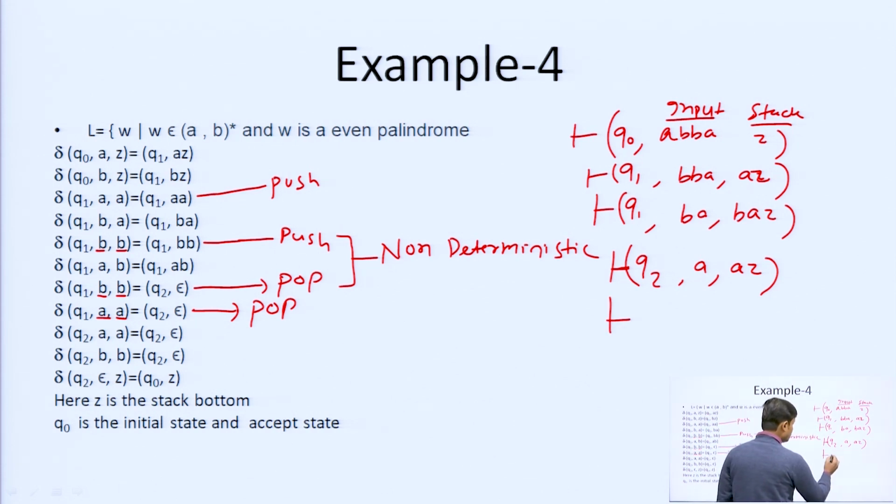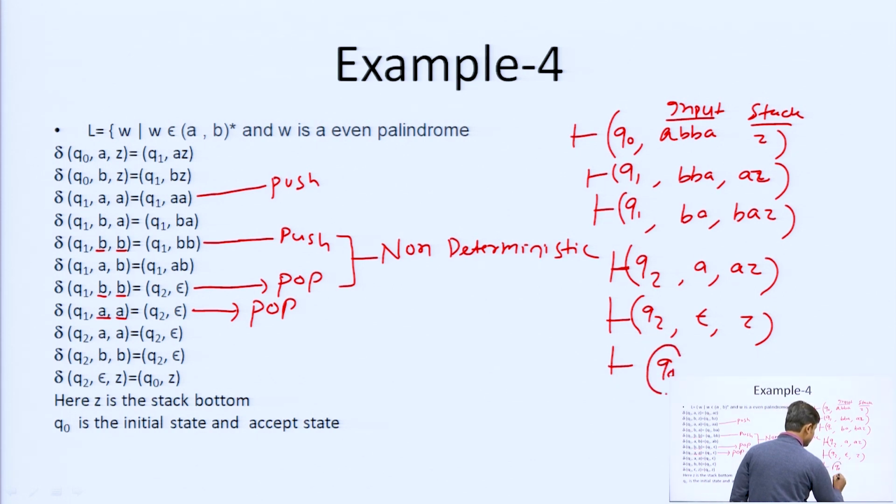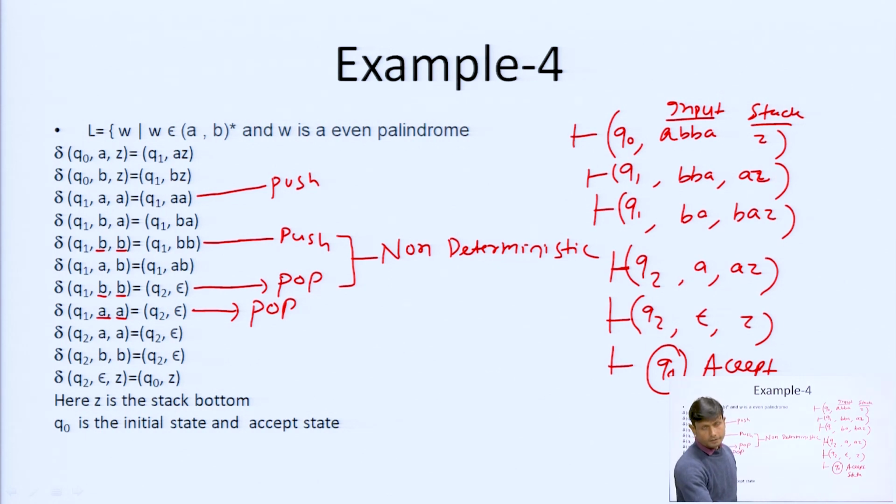Next, in Q2, input is A, stack top is A, so you have to pop it. Q2, epsilon and Z. Now Q2 epsilon Z, you go to Q0, the accept state, accept. So this is an example of a non-deterministic context free language.